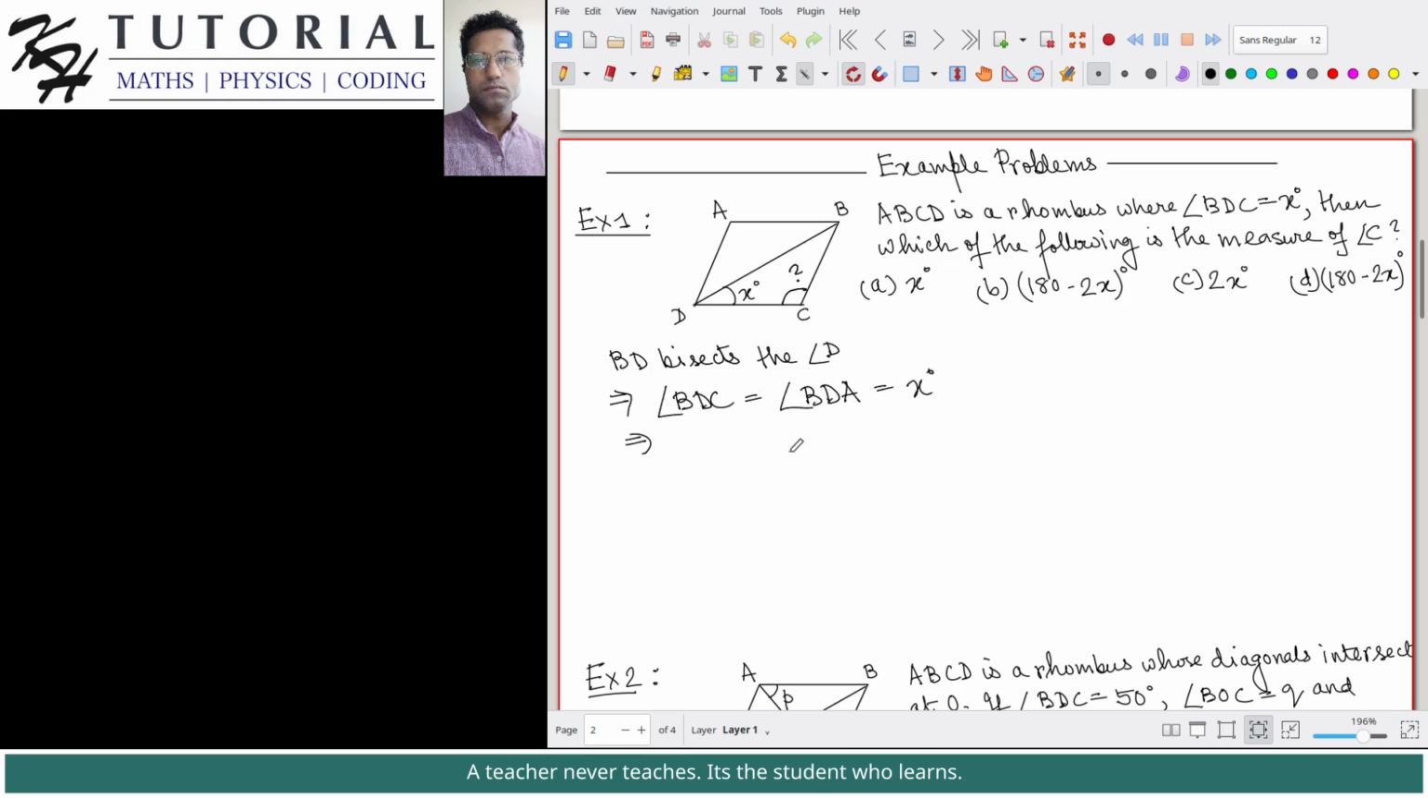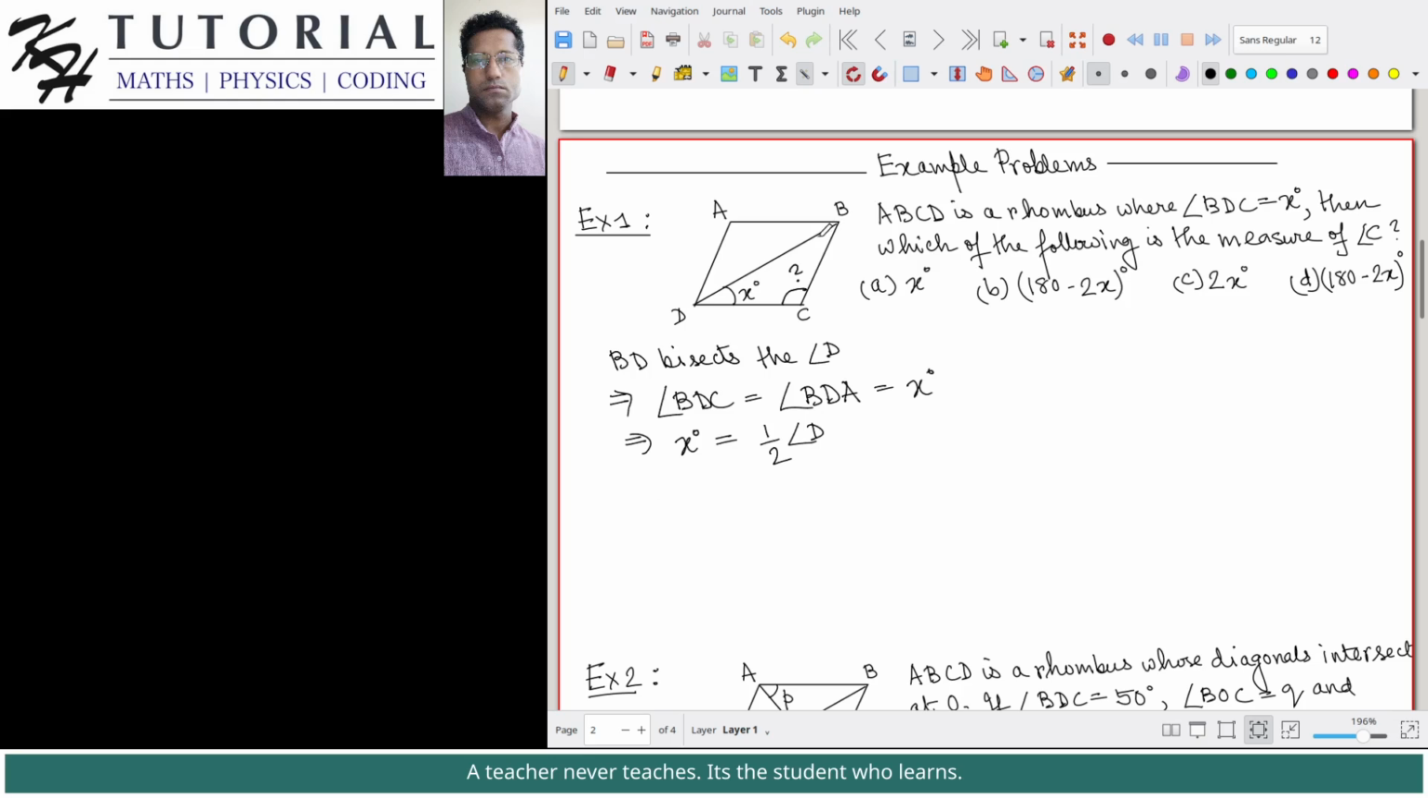Now clearly we can say this is equal to x degrees. It is given in the figure, this is x degrees. So x degrees should be equal to half of angle D, since BD is bisecting the angle D.